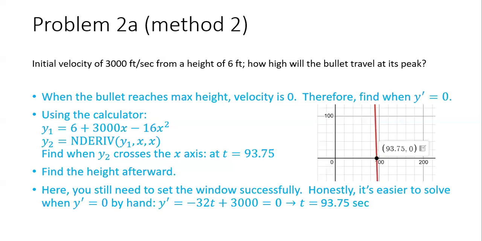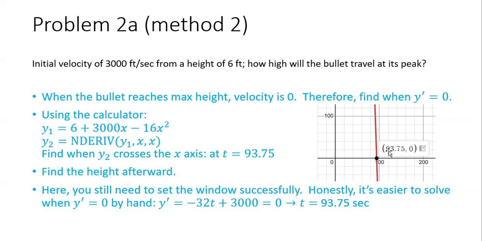Method two is, well, it's at its max height when the derivative is zero. You can imagine that as it goes upward and then stops, the velocity is zero. So we can find when y prime is zero. Like before, set y1 to be our model for the position. y2 is nDeriv of y1 comma x. And you find when y2 crosses the x-axis.